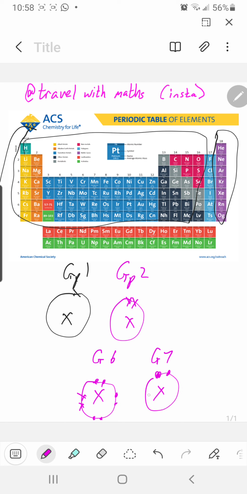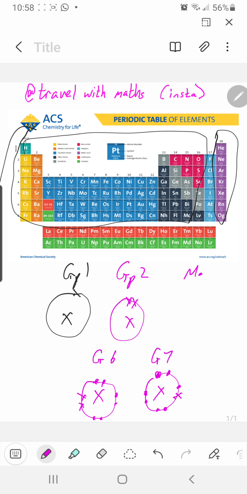So just think, is it easier for them to lose 7 so that they have a full shell underneath, or will it be easier for them to gain 1 so that they can just complete this current shell? Okay, I hope I wasn't mumbling. So that's the reason why metals only have a few electrons in their outer shell, and so they tend to lose that electron. They tend to lose the outer shell electrons to become stable because they have a full shell underneath.